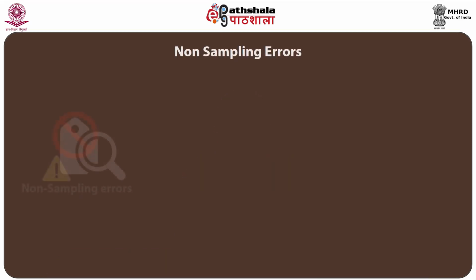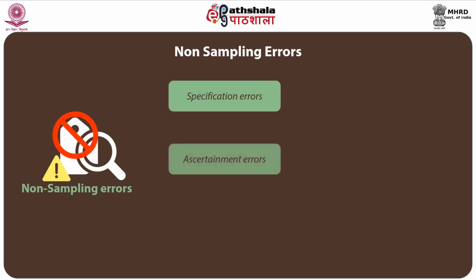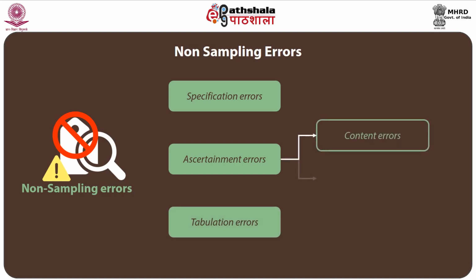Let us look at the non-sampling errors. The non-sampling errors are those errors which are due to factors other than sampling. Non-sampling errors are further classified into specific errors, ascertainment errors and tabulation errors, among which ascertainment errors are accompanied by coverage error and content errors.